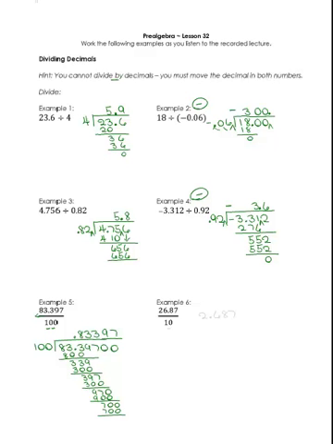So look at example number 6. I don't want to do this division. How many places do I need to move it? Because I am dividing by 10, I just count the zeros. I move it 1 place. I move it 1 place to the left. My answer is 2.687.